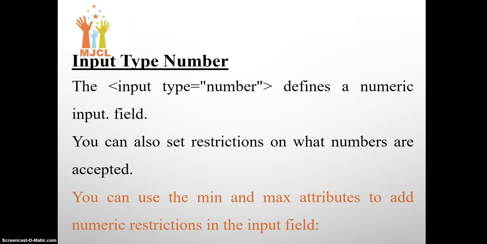Input type is equal to number. That is used to accept numbers. It does not accept alphabets. You can also set restrictions on what numbers are accepted. You can use the min and max attributes to add numeric restriction in the input field. Min and max are attributes of the input tag that can define the range or number restriction.